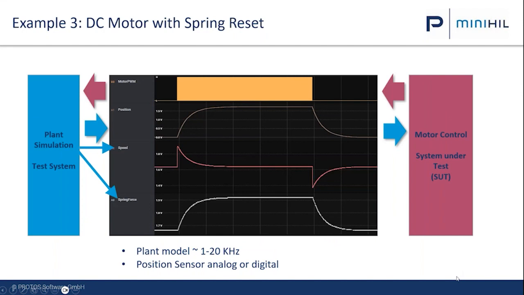And the third kind of motor control simulation would be, in this case, a DC motor with a spring reset.